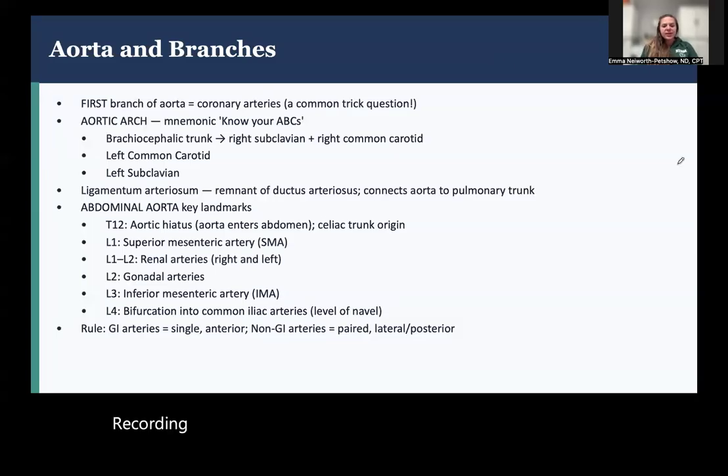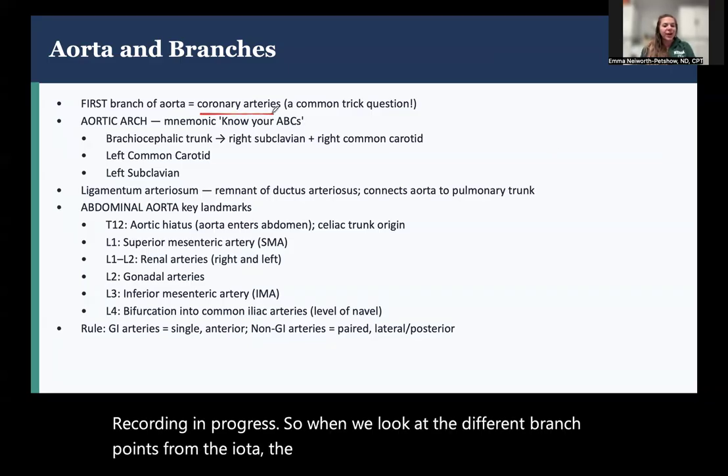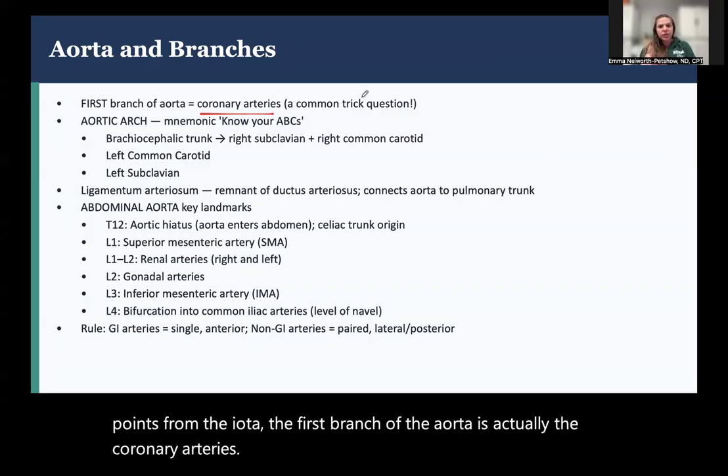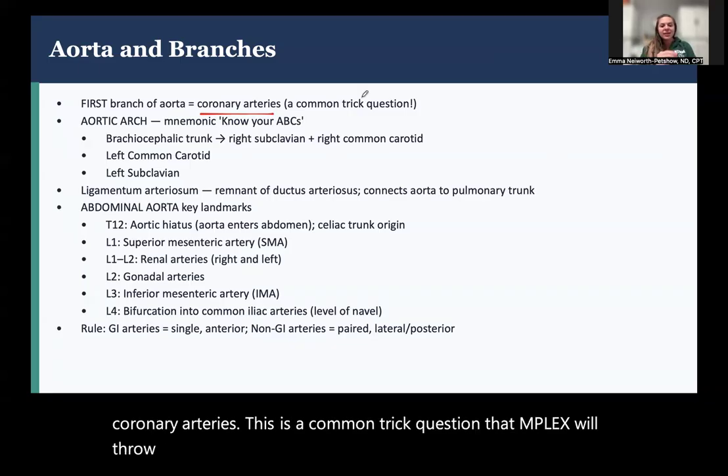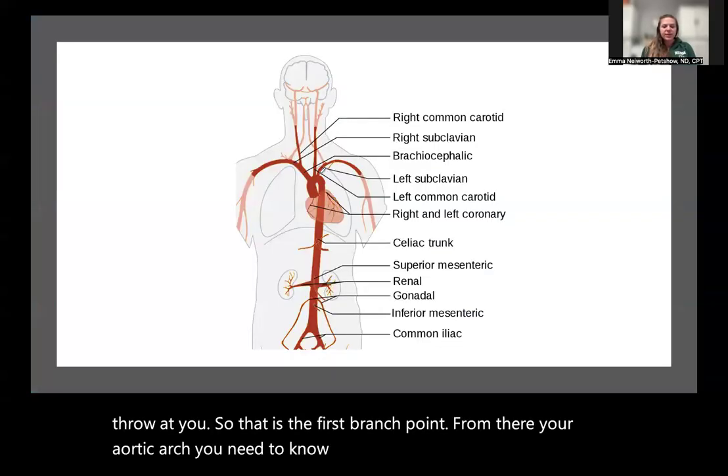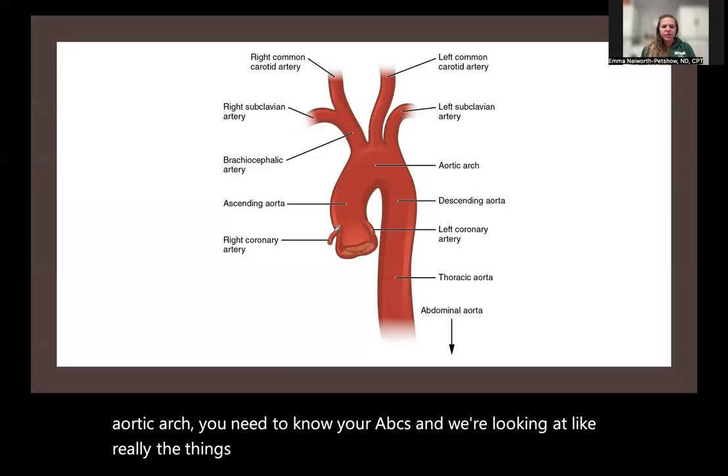So when we look at the different branch points from the aorta, the first branch of the aorta is actually the coronary arteries. This is a common trick question that NCLEX will throw at you. So that is the first branch point. From there, your aortic arch, you need to know your ABCs. And we're looking at really the things that branch off this aortic arch here. So first one, coronary arteries, right?